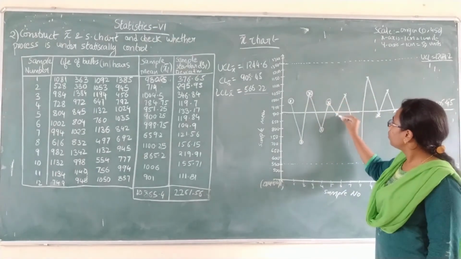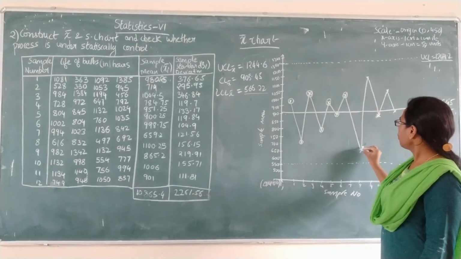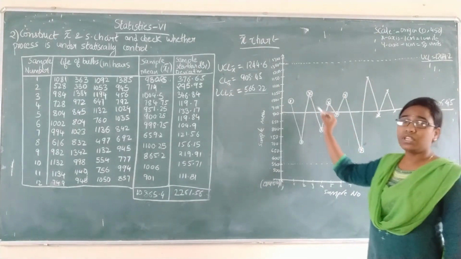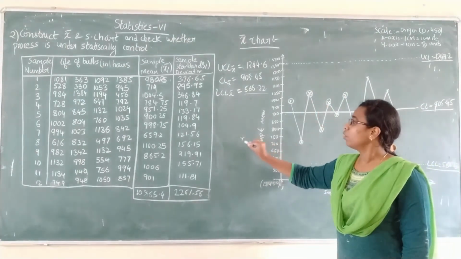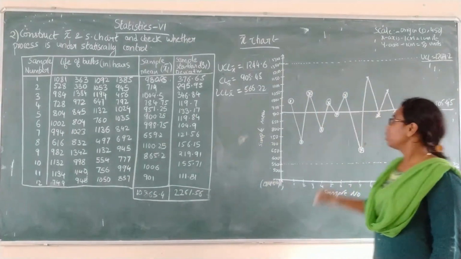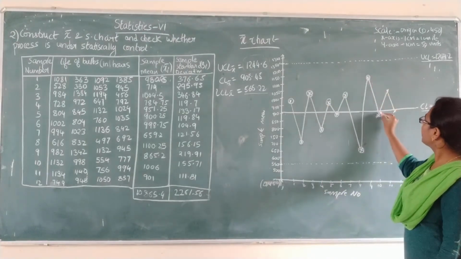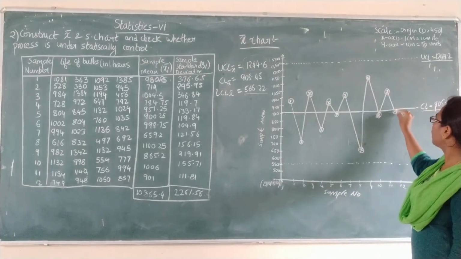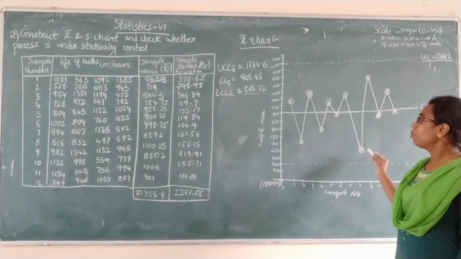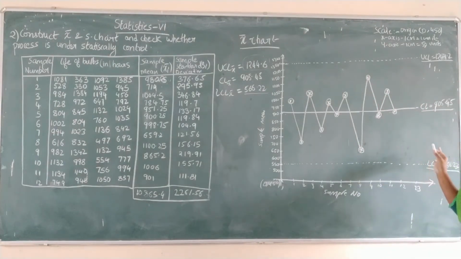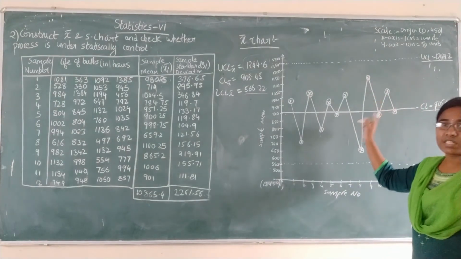The next value also you plot. You can use any representation: you can just put a cross or you can make a round. It depends on you. For easy understanding, I am drawing rounds. So join all the points and you will get the graph for the mean chart. So this is the X bar chart.